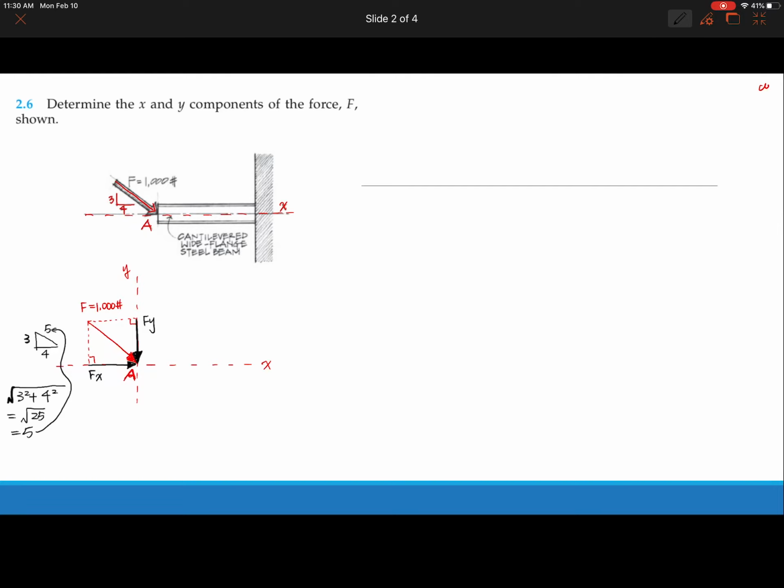Next you want to find the similar triangle in the force triangle. If you move the Fy to the left side like this, you can easily tell that this triangle is similar to this smaller one. So that's how we solve the problem. We use the similar triangle characteristics.